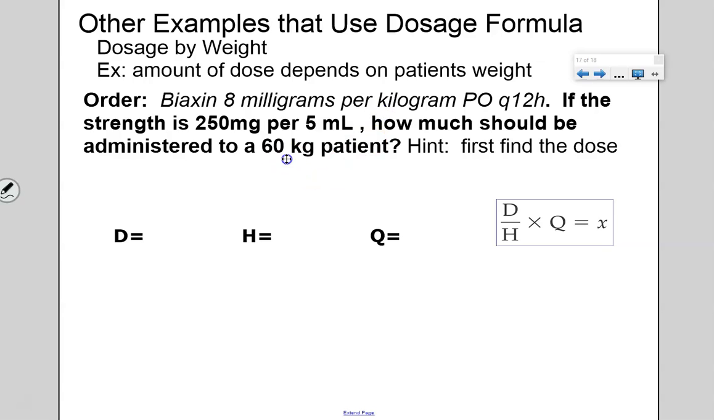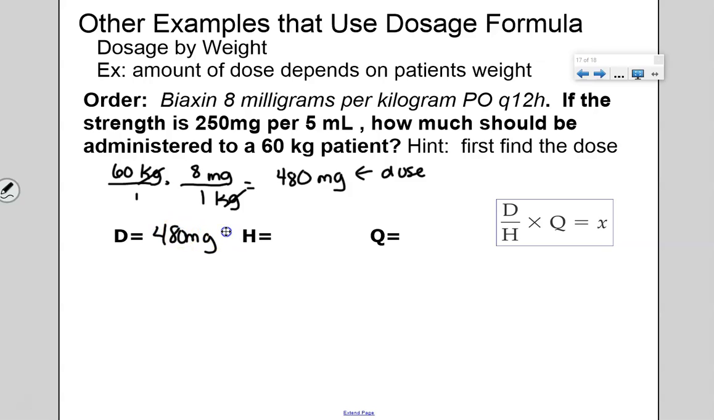Now here we say the patient weighs 60 kilograms, so we're going to start with their weight. And we're going to see how much medication by using this amount here. We need kilograms to cancel, and this will tell me how many milligrams. So this drug is ordered for 8 milligrams per 1 kilogram. Now, the kilograms cancel, and if I do the math, 60 times 8 would be 480 milligrams. So the dose, this is the dose the patient needs to have, is 480 milligrams.